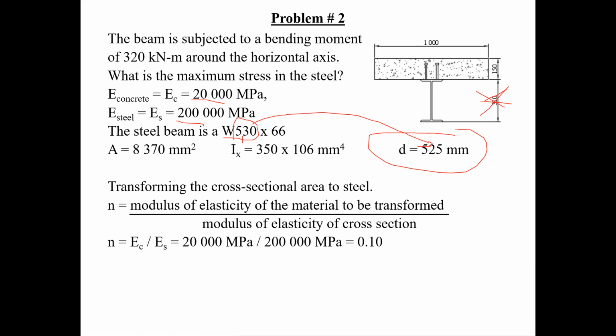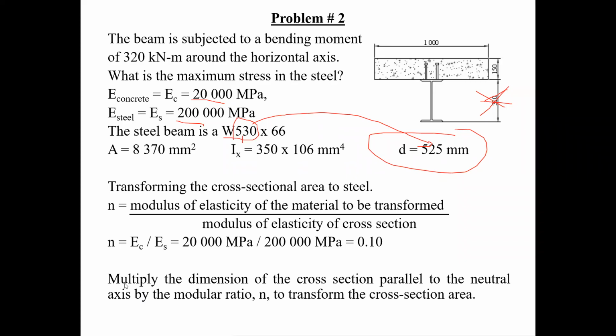This is my mistake. I should have realized that. I should have corrected that. But that's why I put here D is 525. I hope that's okay. So therefore, you multiply the cross-sectional area parallel to the neutral axis. Okay, and I apologize for that mistake.